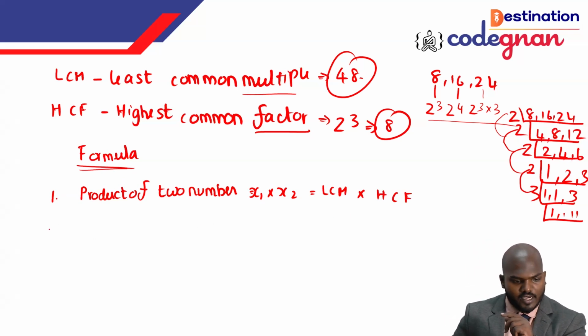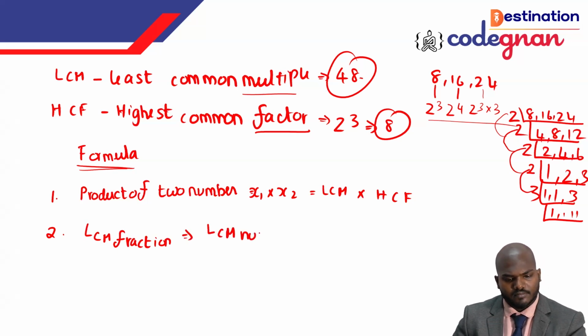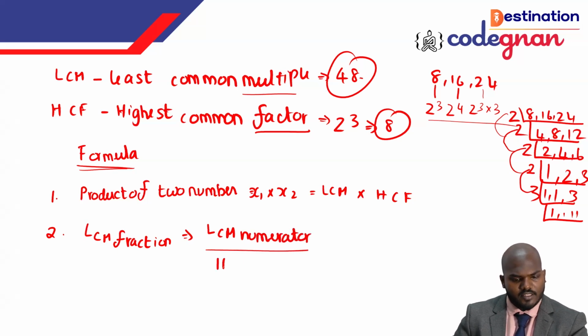Next, if they are giving the values as a fraction and you want to find the LCM, then it is different. If they give the fraction, then you need to use the formula: LCM of the numerators divided by HCF of the denominators. This is how you take the value of the LCM of the fraction.